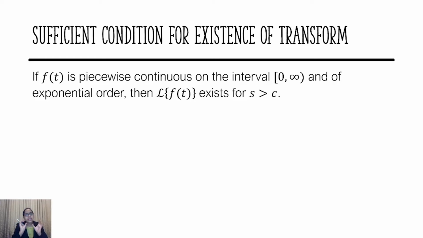That is, in the given interval, if you take particular sub-intervals, the function must be continuous on each of those sub-intervals, but altogether in that interval it need not be continuous. The function must be piecewise continuous and it must be of exponential order. We shall discuss what is meant by exponential order in detail. If these two conditions are satisfied, then the Laplace transform of that function exists for s greater than c. So let's understand what is meant by exponential order.